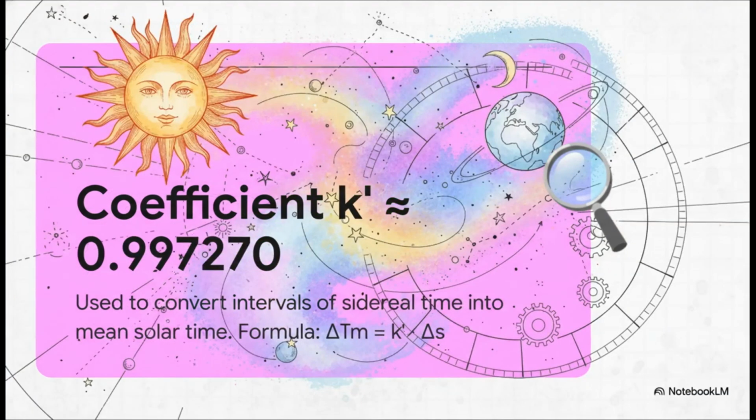And as you'd expect, to go the other direction, we use another factor, K prime. It's simply the inverse, solar days divided by sidereal days. So this number is just a little under 1. It's what you use to translate a sidereal time interval back into the mean solar time we're all familiar with.